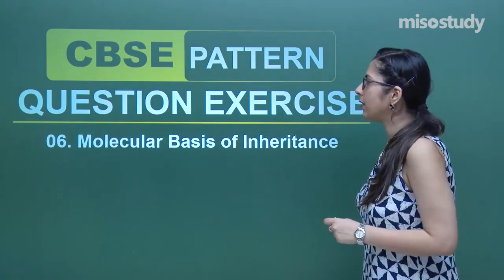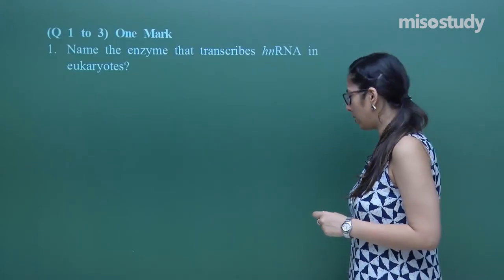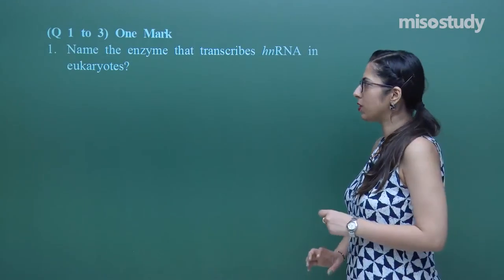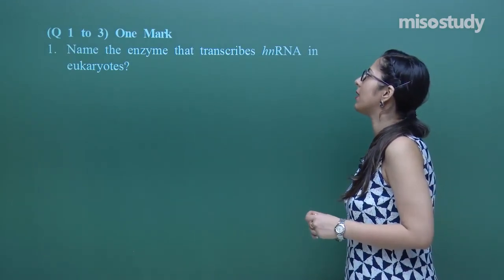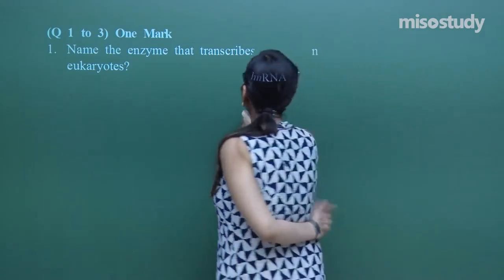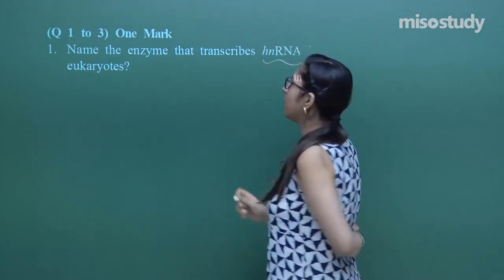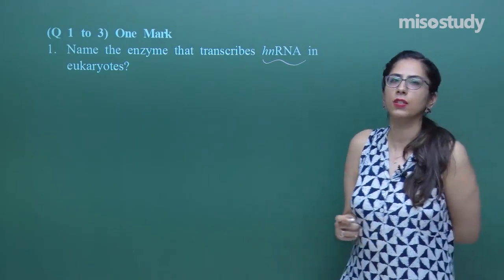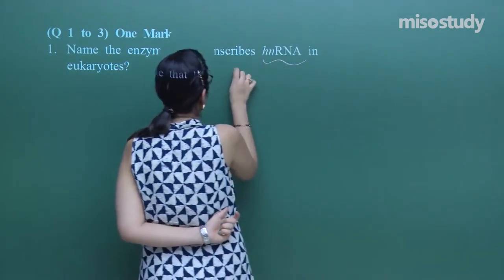Now, let's start today's session with question number 1. Question number 1 is a 1 mark question. The question says, name the enzyme that transcribes HnRNA in case of eukaryotes. Now, first of all, tell me the full form of this HnRNA. HnRNA is heterogeneous nuclear RNA.